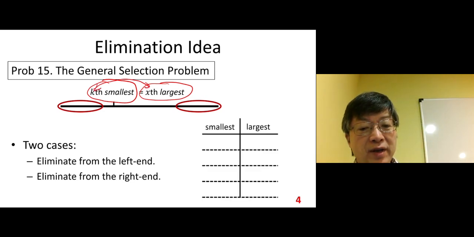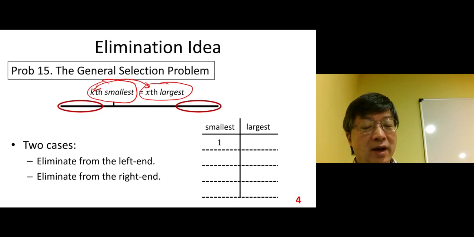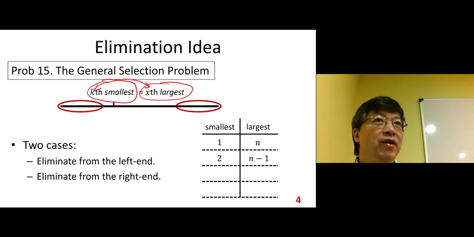Here let me make a chart to answer this question: smallest, largest, the correspondence. When the smallest rank equals 1, the largest rank equals n. The first smallest is the nth largest. How about the second one? The second smallest equals the (n minus 1)th largest, and so on.